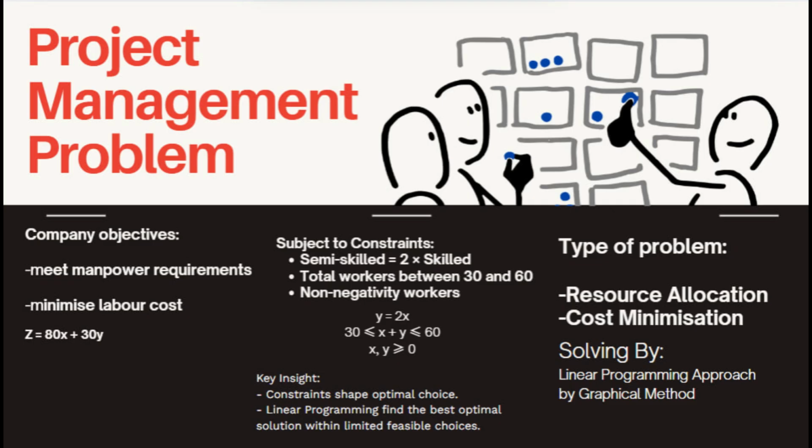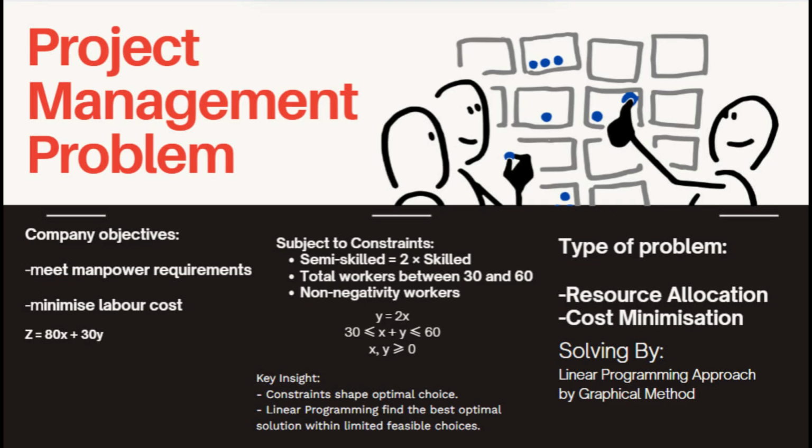However, they must follow these conditions. The number of semi-skilled workers must be twice the number of skilled workers, which means y equals 2x. The total number of workers must be between 30 and 60, which means x plus y must be between 30 and 60. And of course, the last one is that the number of workers cannot be negative. This forms a resource allocation and cost minimization problem suitable for linear programming.